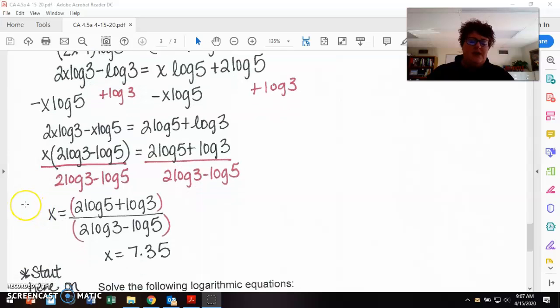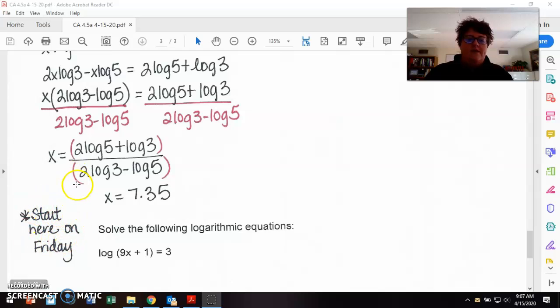Now, with this one, you've got to make sure, because you have two things being added or subtracted on the top and two things being added or subtracted on the bottom, the top has to be in parentheses and the bottom has to be in parentheses. So, again, if you're not getting 7.35, then it's going to be your calculator error. Learning how to input them into your calculator.